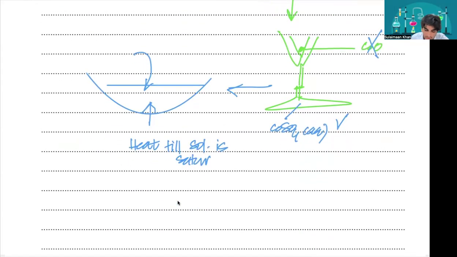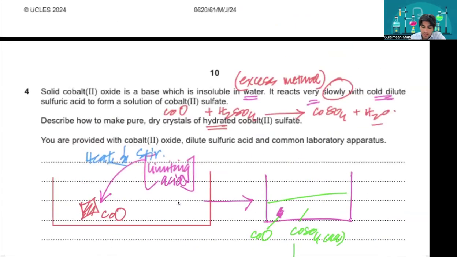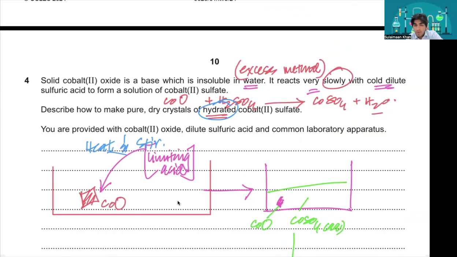And then once the solution is saturated, what do you do? You let the solution cool to form crystals. Or heat till the solution is saturated, or heat till the point of crystallization. If you write heat till dryness, it's wrong because you need a hydrated salt, not an anhydrous cobalt sulfate salt. If it was anhydrous, then you would.